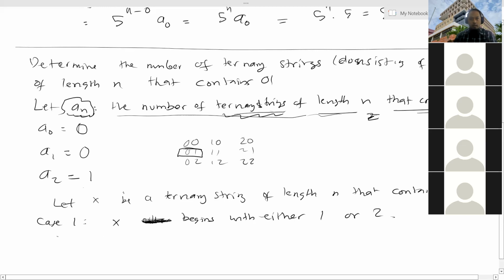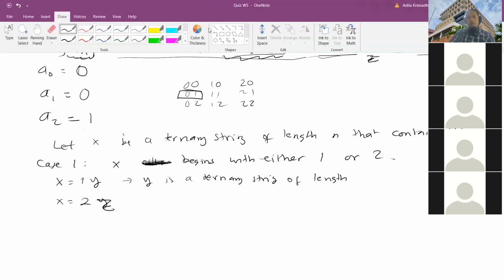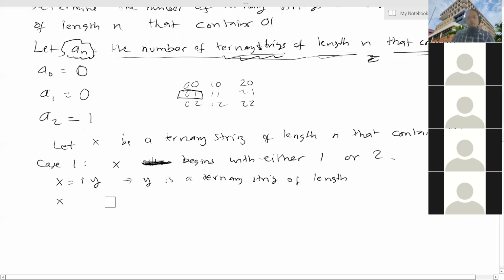So in that case, X is 1y or X is 2y. Here, y is also a ternary string, but this time of length what? Anyone? What is the length of y?